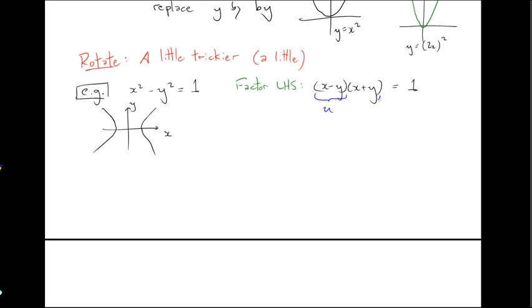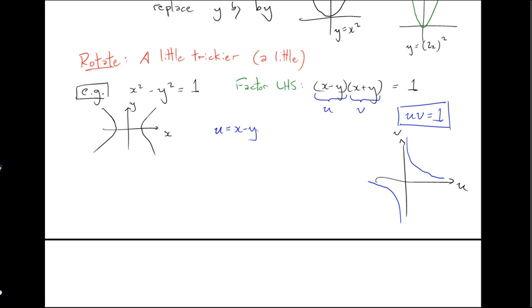Now let's give x minus y a new name, u, and let's give x plus y a new name, v. Then the equation becomes uv equals 1, and if we were to graph that in a uv plane, the curve would look like this. So with u equals x minus y and v equals x plus y, we get a different curve in the uv plane.